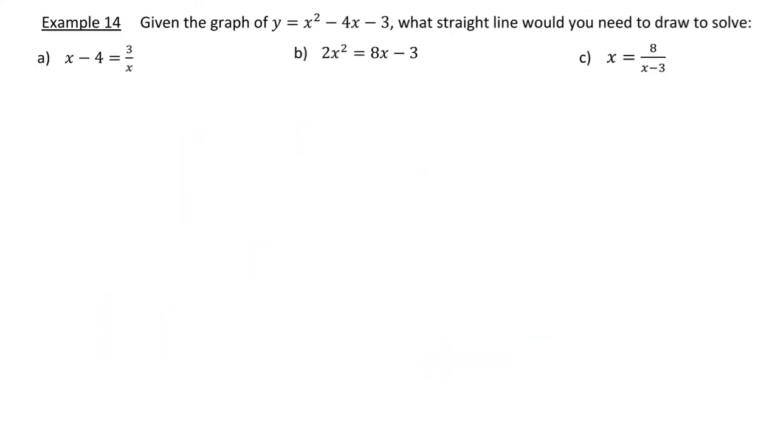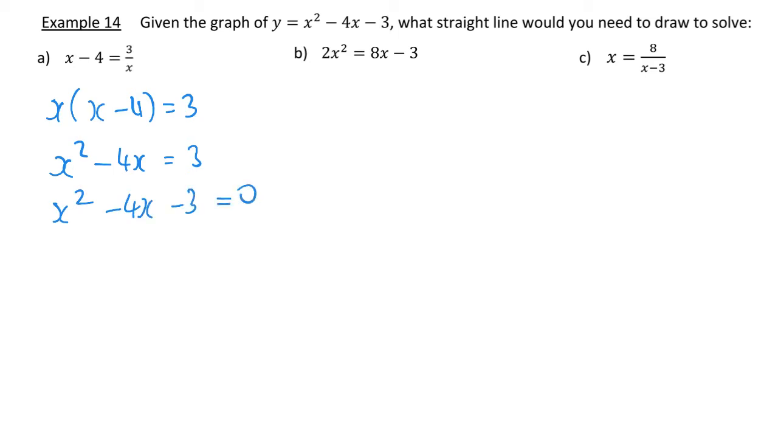Example 14, given the graph of y equals x squared minus 4x minus 3, what straight line would you need to draw? So we don't have to actually draw them here, we just need to figure out what we need to do. So in example A, we've got x minus 4 equals some fraction. If we multiply through by x, we get x times x minus 4 equals 3. Expand the brackets, we get x squared minus 4x equals 3. And bring the 3 over, we get x squared minus 4x minus 3 equals 0.